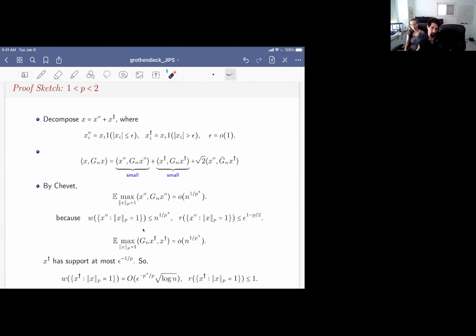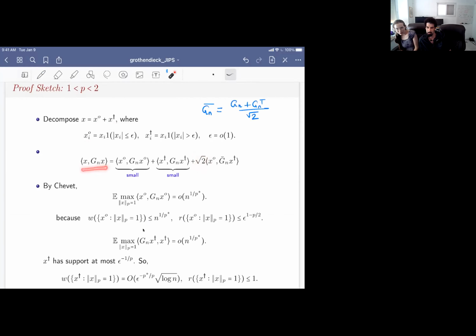Why square root of 2? The square root of 2 appears because this Gn bar, which is the GOE matrix, is defined as Gn plus Gn transpose over square root of 2. Thank you.